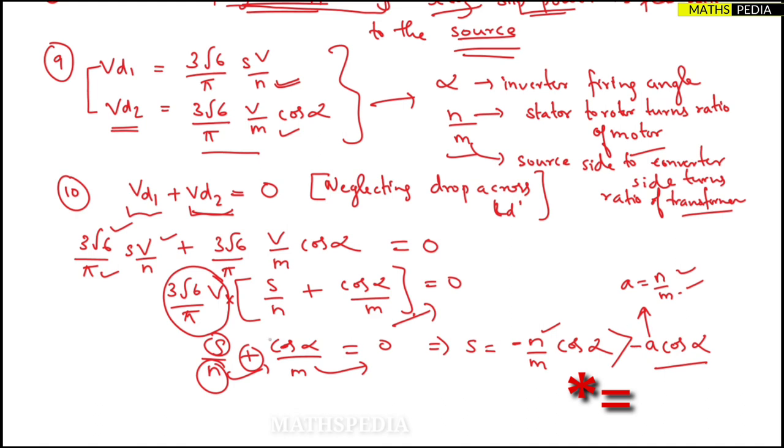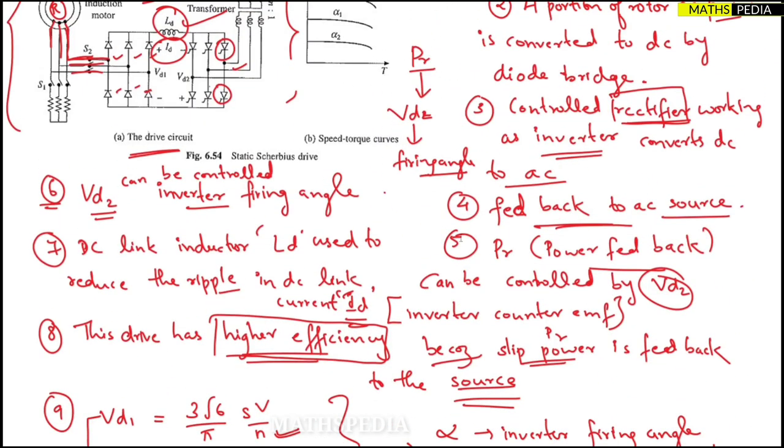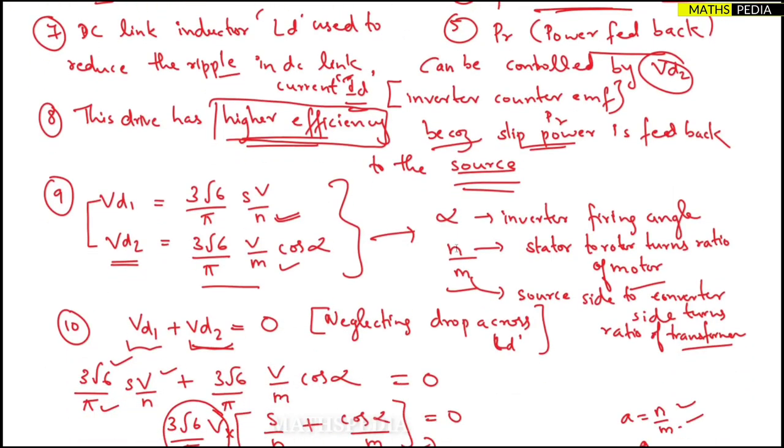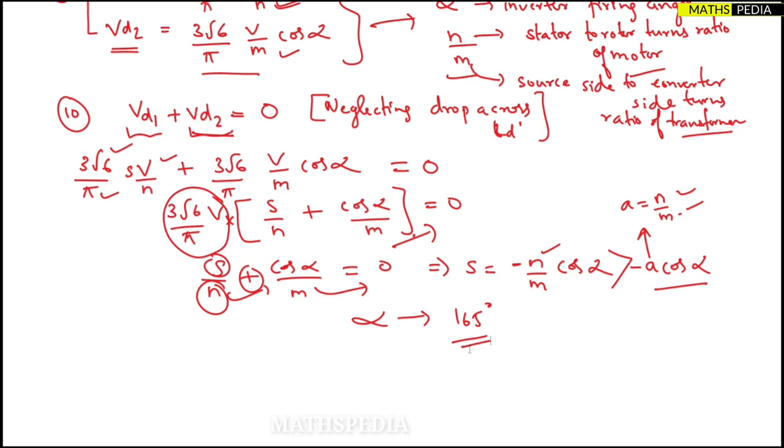And one more thing, this alpha, the inverter firing angle, is restricted to 165 degrees. Why? Because of safe commutation of the inverter thyristors. We are using thyristors, right? Commutation basically means switching off the thyristors. So for that purpose alpha can be changed from 90 to 165 degrees for safe commutation.